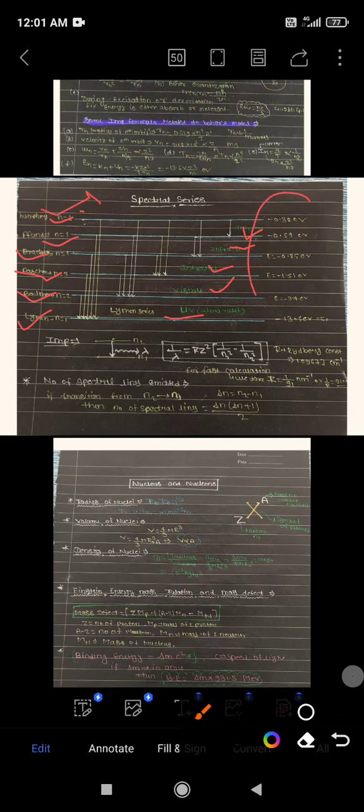And here are some energy levels that you have to remember for fast calculation.